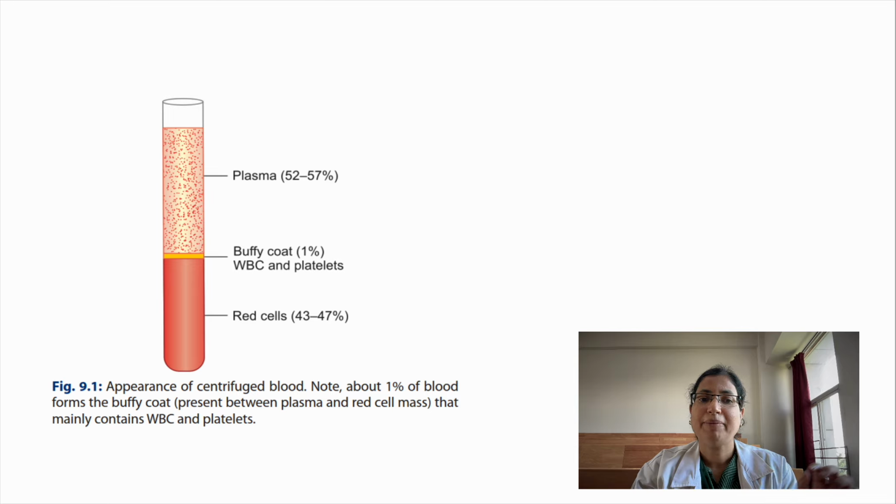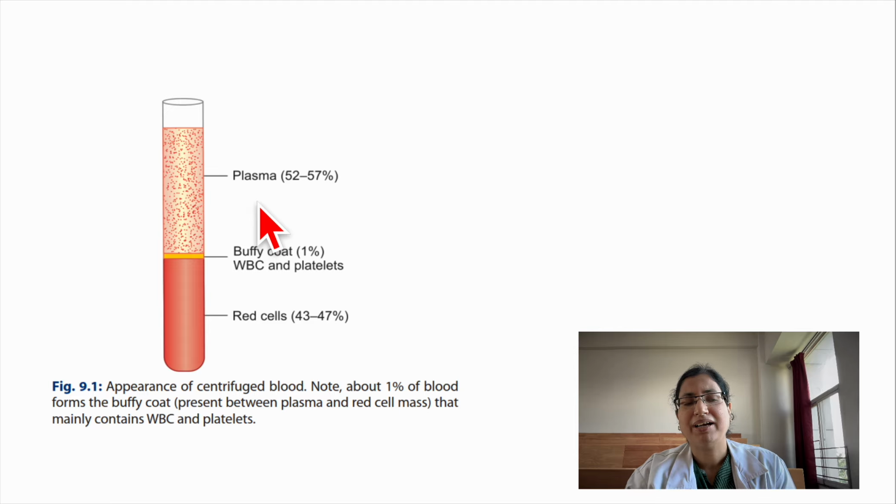So this is the appearance of centrifuged blood. Note, about 1% of blood forms the Buffy coat. After we centrifuge the tube at a very rapid speed, the red blood cells settle at the bottom. You can see this red layer, this is the red cells. So 43 to 47% is red cells.